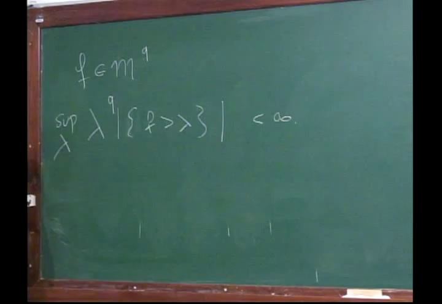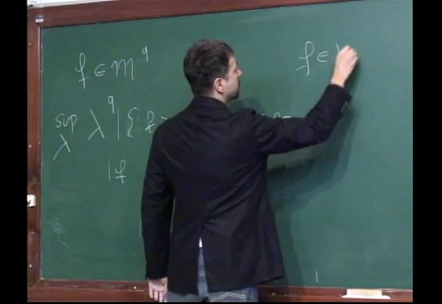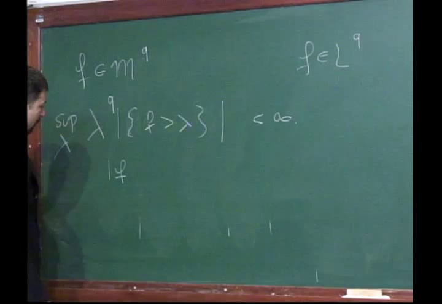So where does this definition come from? It's very simple. Take, for instance, f, which is initially in LQ. So you are prescribing essentially a decay of level sets. OK, take f, which is in LQ.